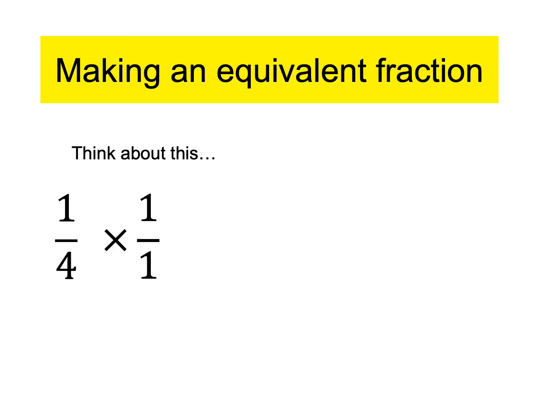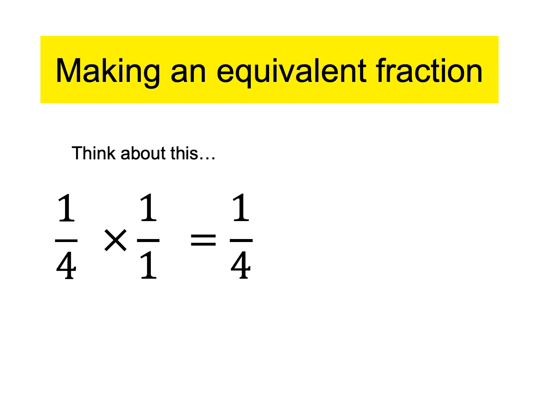Okay? Well, consider the same process here, but instead of multiplying by a weirder fraction, I'm going to choose this fraction, 1 over 1. Well, let's think about this. 1 over 1 means 1 divided by 1. 1 divided by 1 is 1. And what's 1 times anything? Well, any number times 1 is itself. So 1/4 times 1 is a quarter. I haven't really changed anything.